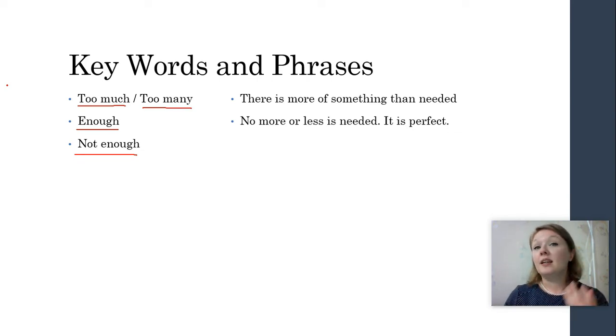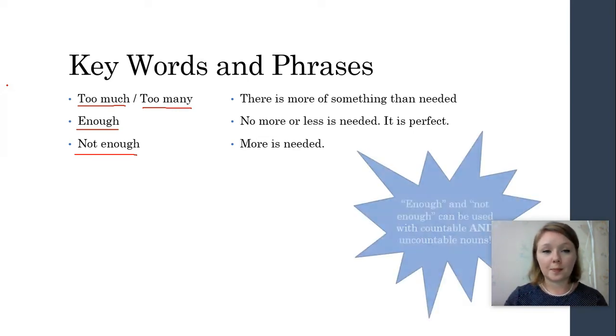I have enough water to get through all of my lectures today. And finally, we have not enough. This means I need more, right? More of something is needed. Maybe I am cooking breakfast. Oh no, no eggs. I could say there are not enough eggs to make breakfast. So these are terms we use when talking about problems.